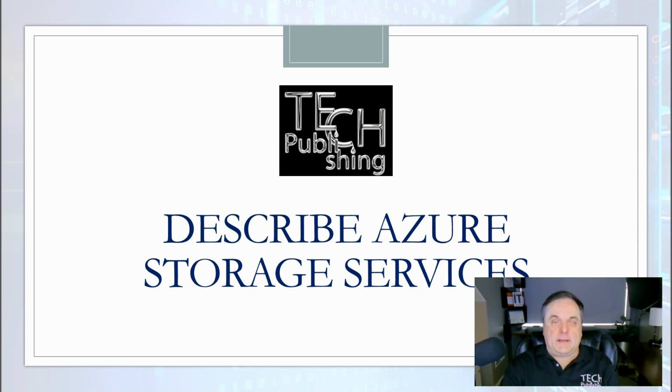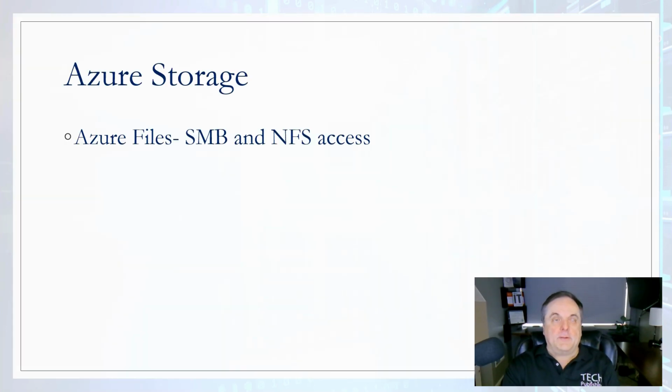In the Microsoft AZ-900, it's important to understand the different types of Azure storage services. Azure Storage includes multiple different types of storage, such as Azure Files. Azure Files are a great way that we can access storage in Azure using SMB and NFS. Now, SMB is the default type of Windows file sharing protocol that we use. NFS is the default Linux one.